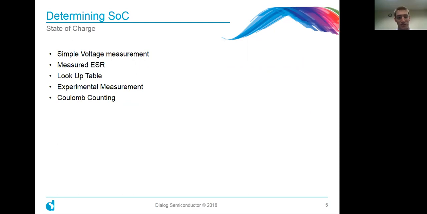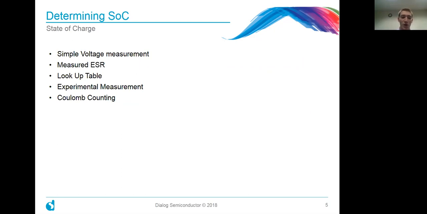Now, how is this done? There's tons of ways that you can do this. Anywhere from a simple voltage measurement, if you just measure the voltage at a given time, that can give you a rough estimate of the state of charge because it's going to be descending. So the lower you go, the closer you'll be to the end of the state of charge. However, batteries have kind of weird discharge curves, and as we'll see, some of them have extremely flat discharge curves.